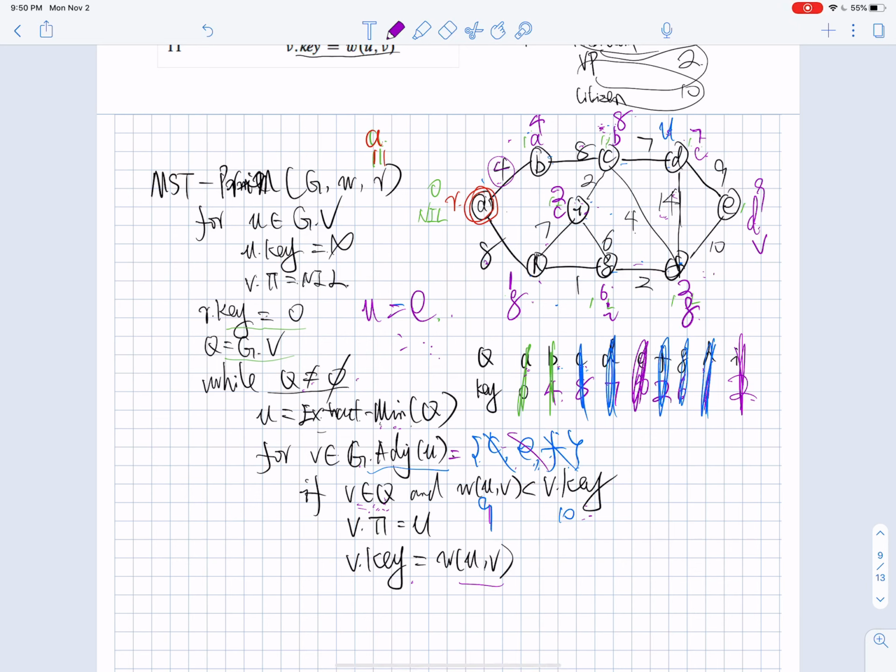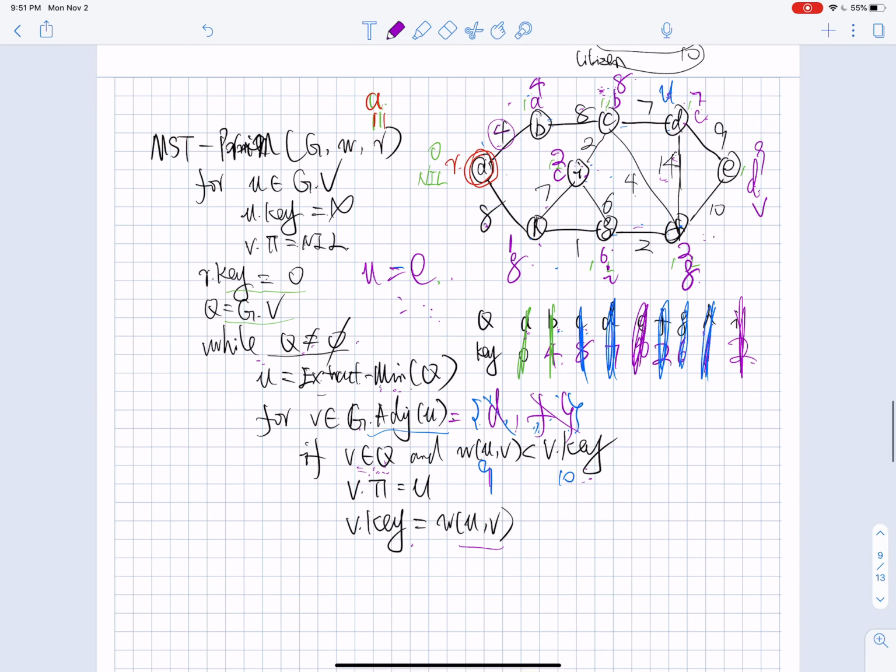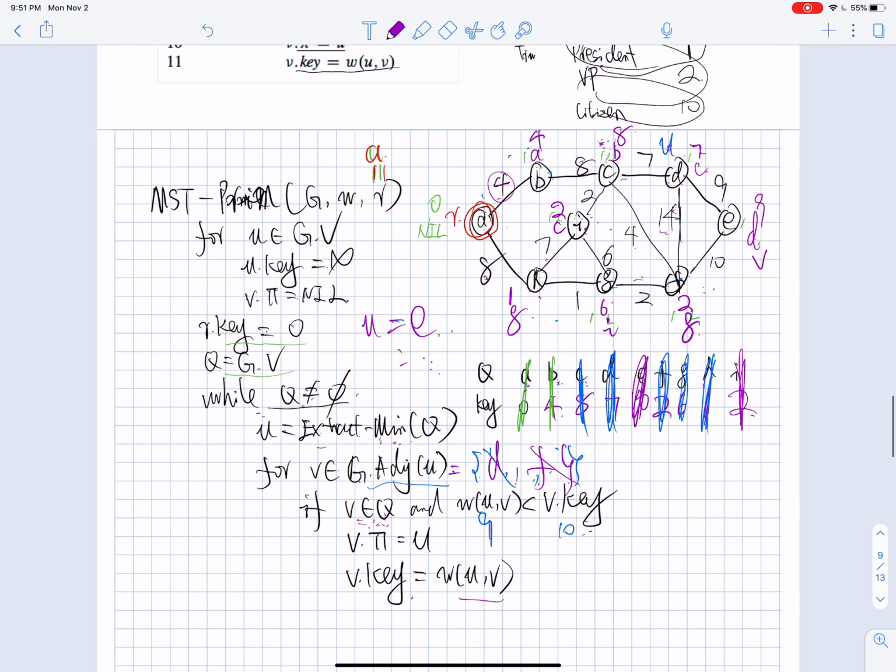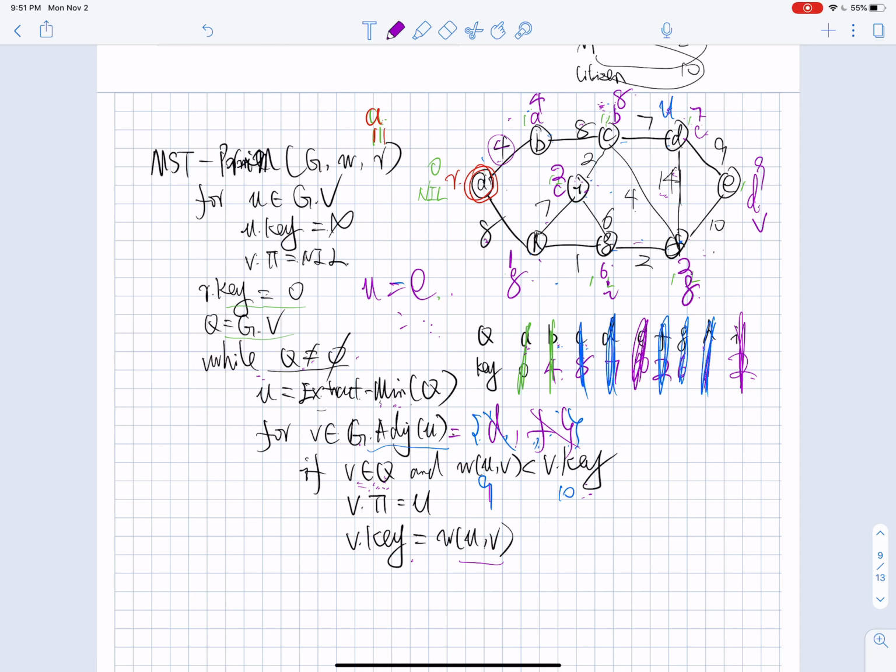So we have u equal to e. Let's check its neighbors, d and f. In this iteration, we are pretty safe to say that d and f are already out of the queue, because e is the last node in the queue. So now the queue is totally empty. We finish this for loop, and when we go back to the while loop, the queue is already empty. We got nothing, so we finish the while loop, and the whole algorithm.